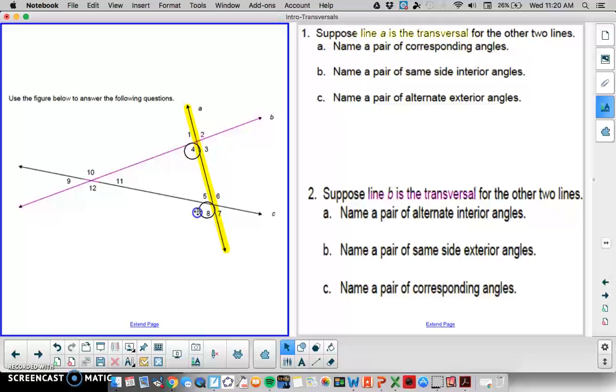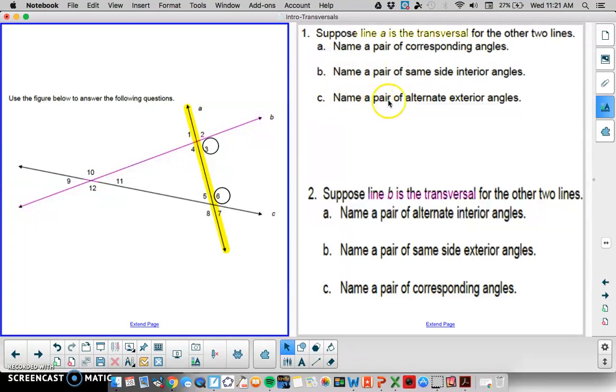Name a pair of same side interior angles. Well, inside the two lines B and C and on the same side of the transversal A is 4 and 5. Or 3 and 6. Both of those would be same side interior angles for part B.